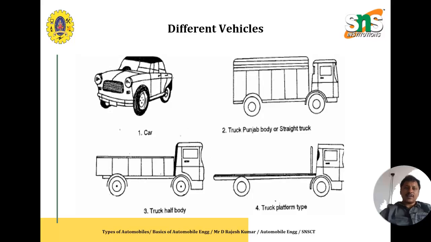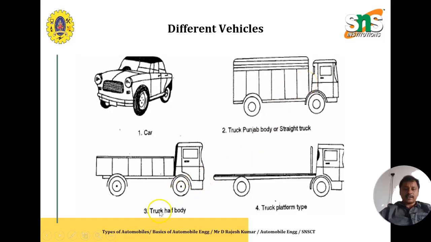So there are different types of vehicles. According to the design and the type, the vehicles are classified in many ways. First you are seeing the vehicle, that is a car. Number one indicates the car. This is the basic model of a car. The second one is the truck, that is a Punjab body. You can see the truck which is covered in a different way. This is called Punjab body truck or a straight truck.